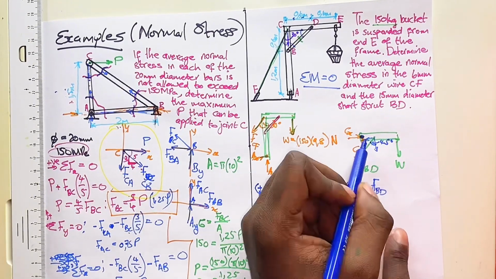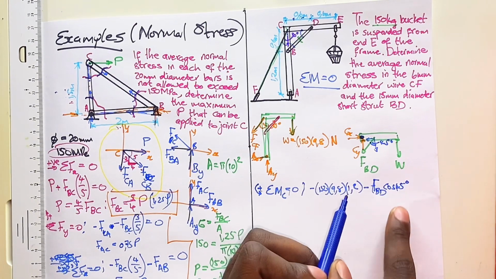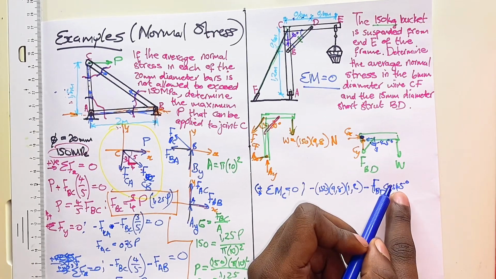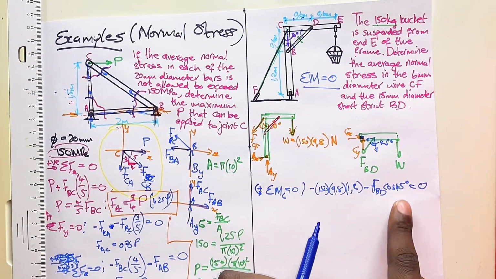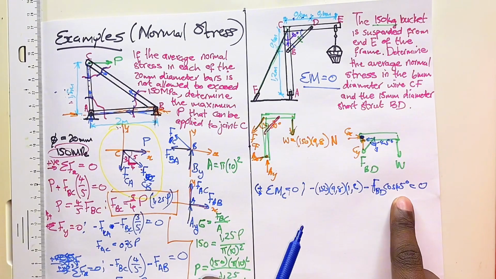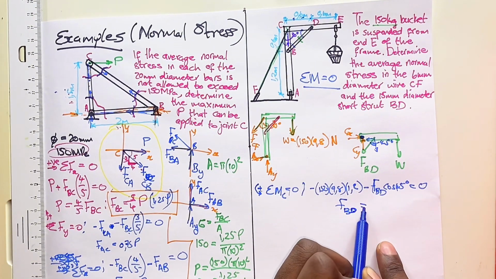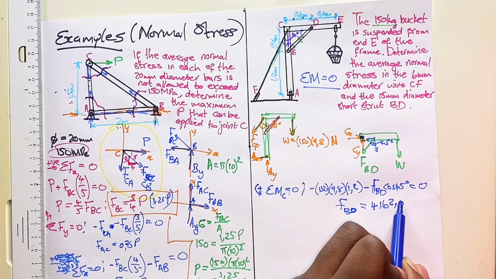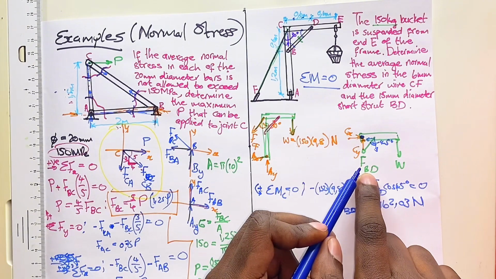So we can use cos 45 degrees. Even if we use sine, remember that sine 45 and cos 45 are equal, because 45 and 45 are complementary angles. Now they must be equal to 0. Our only unknown in this equation is FBD. So we can calculate FBD, which will give you 6,162.03 newtons. Now we know our FBD.